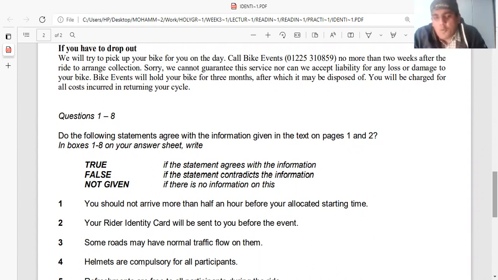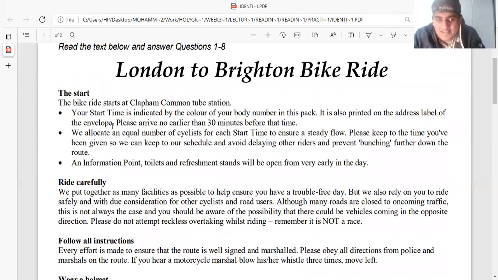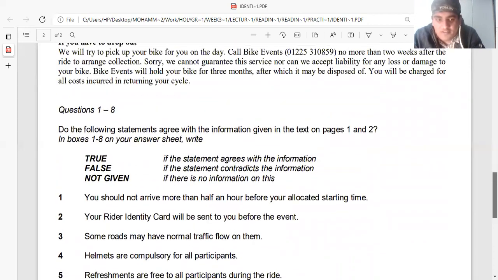So, number 1: you should not arrive more than half an hour before your allocated starting time. As you can see over here at the start, first bullet point, please arrive no earlier than 30 minutes before that time. So let's say the event starts at 8 o'clock, 7:30 is the earliest you can come, not earlier than that. And basically, what is the statement saying? You should not arrive more than half an hour before your allocated starting time. Therefore, this statement clearly agrees with the information in the reading passage, and on that basis the answer for question 1 will be true.